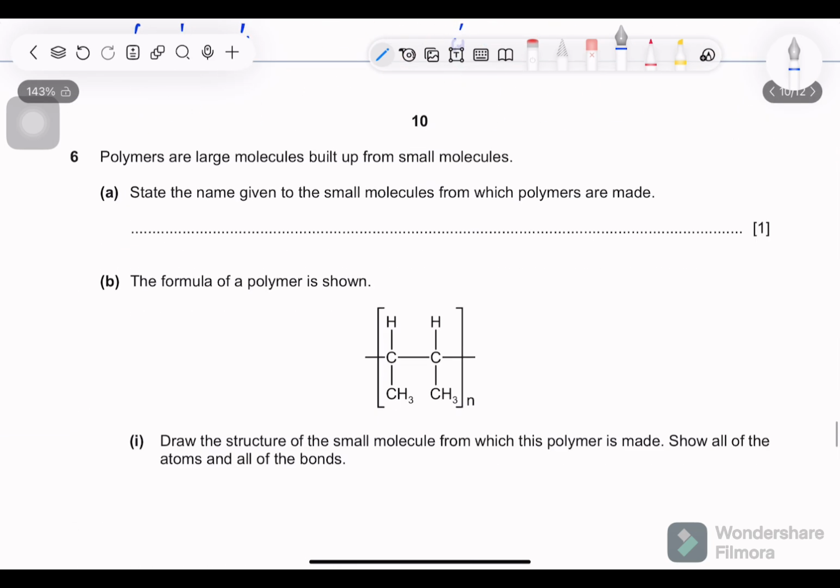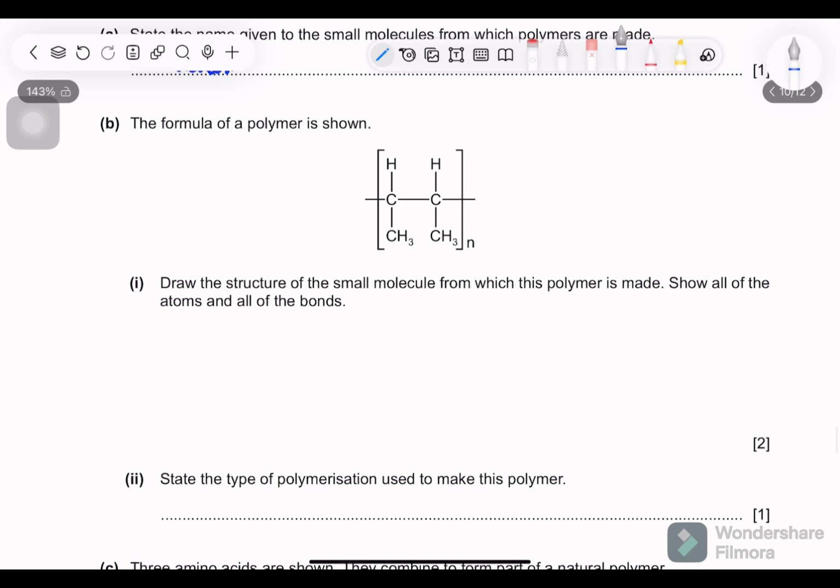Yes. Polymers are large molecules built up from small molecules. State the name given to the small molecules from which polymers are made. Of course, monomers. The formula of a polymer is shown, and we have to draw the structure of the monomer. Okay, so this is the chain from which the polymer is being formed, and there was a double bond originally over here, and we did not have this bond. What happened was this double bond broke, and the chain continued.